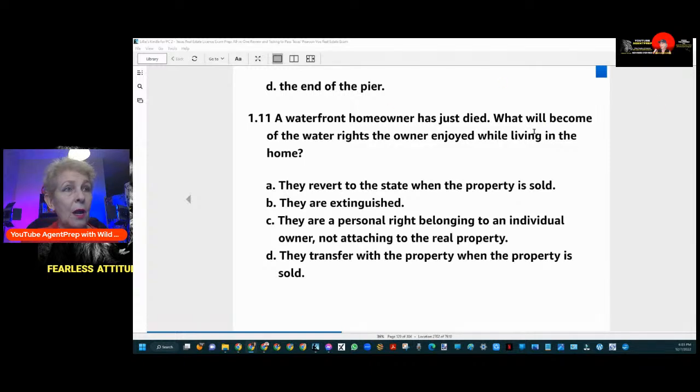Okay, so these are water rights the owner enjoyed while living. So the homeowner passed away and the property is probably going to be sold. So certain rights are attached to the property, others are not. So what do you think this one is? Type your answer in the chat.